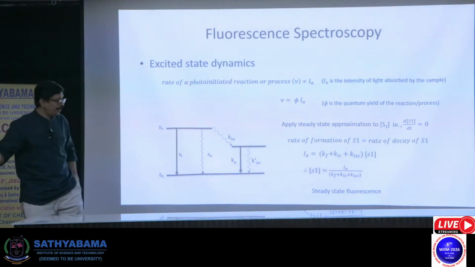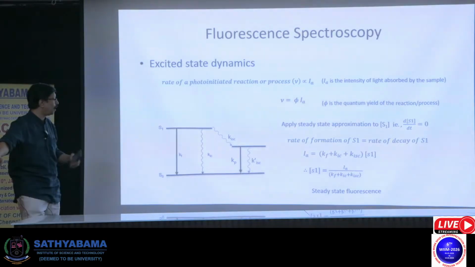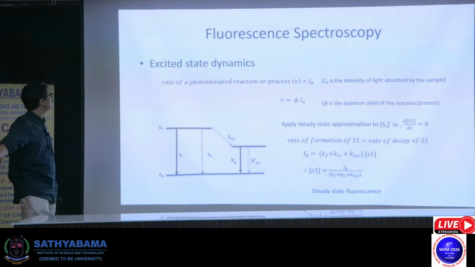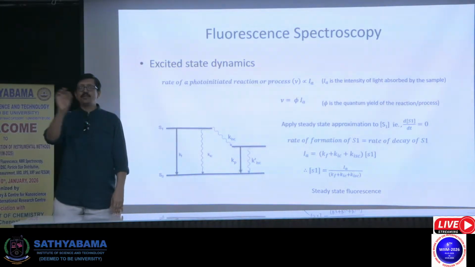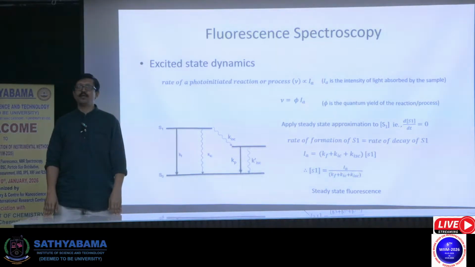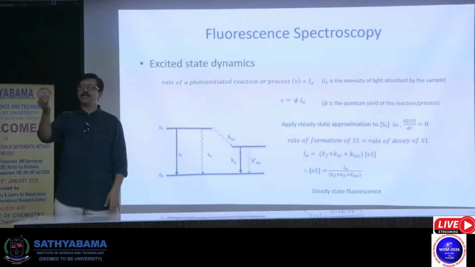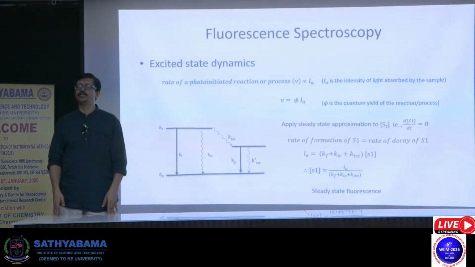A few minutes we'll spend on the dynamics part. See, in chemical kinetics, you know the rate of an equation. What is the rate of a chemical process? Some rate constant times concentration. That is the normal way that chemical kinetics will teach you. Rate is equal to K into concentration.